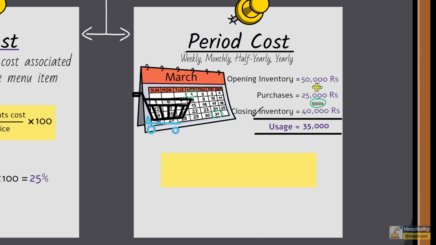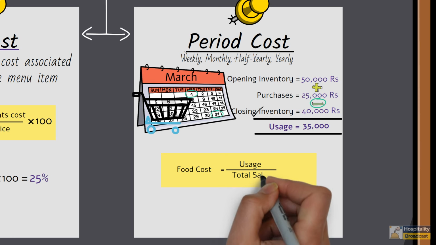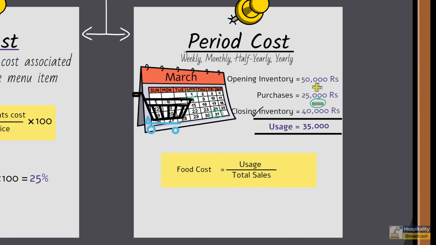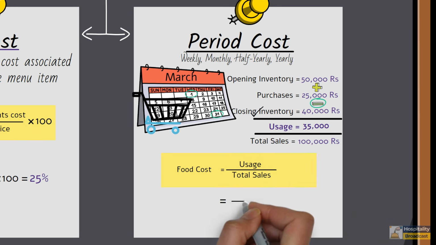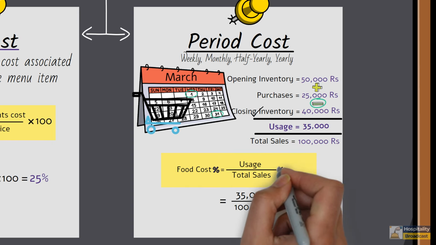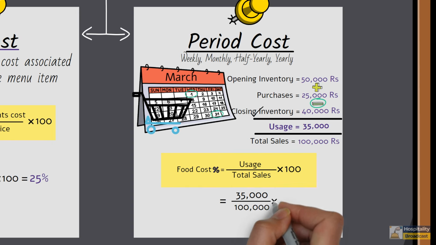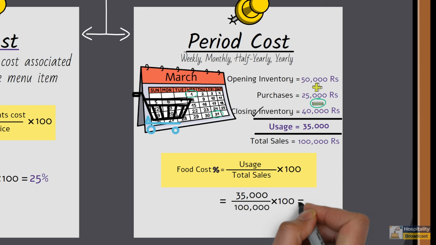So now to calculate the food cost percentage of the entire month, divide this usage by the total sales of the restaurant in that particular month. Assume March month sales is 1 lakh rupees. So divide 35,000 by 1 lakh, and as we are calculating food cost percentage, multiply it by 100. So for the entire month, our food cost percentage is 35%.